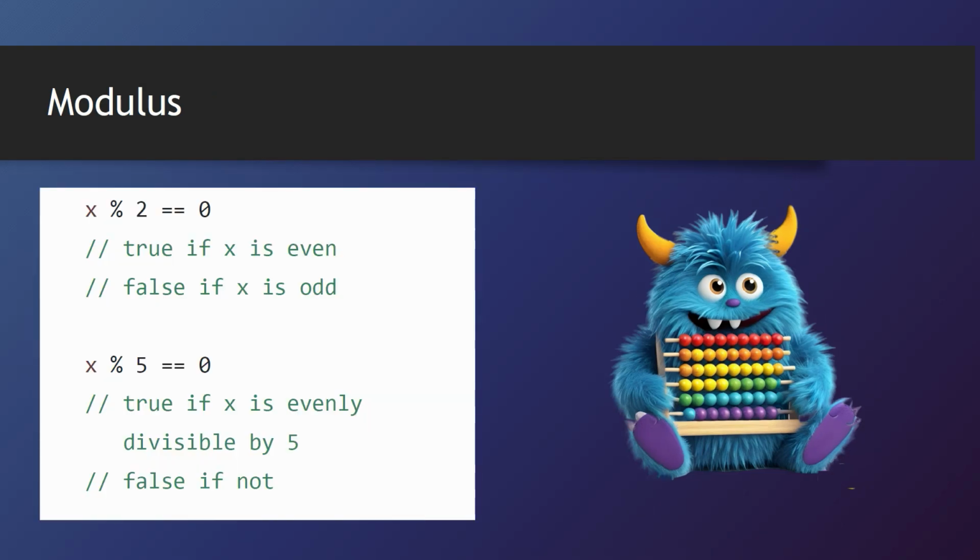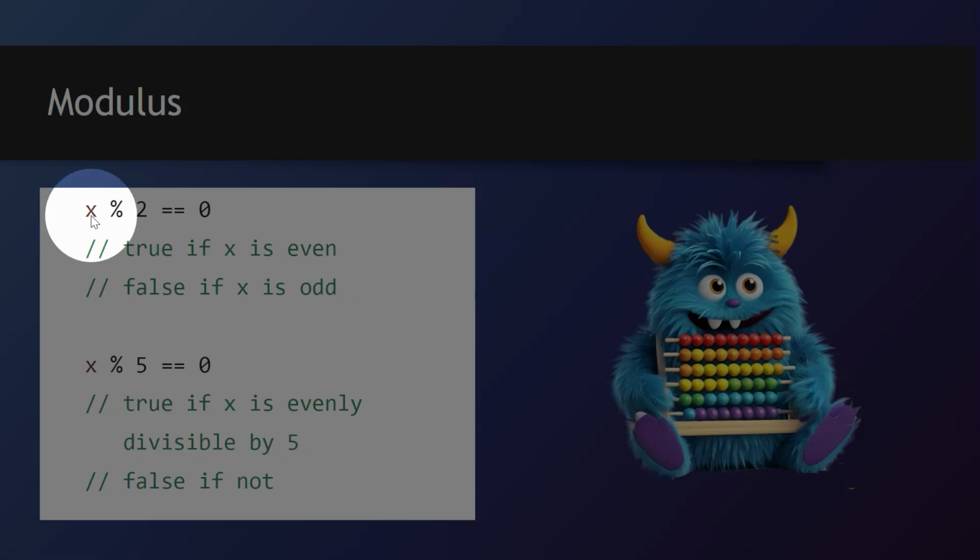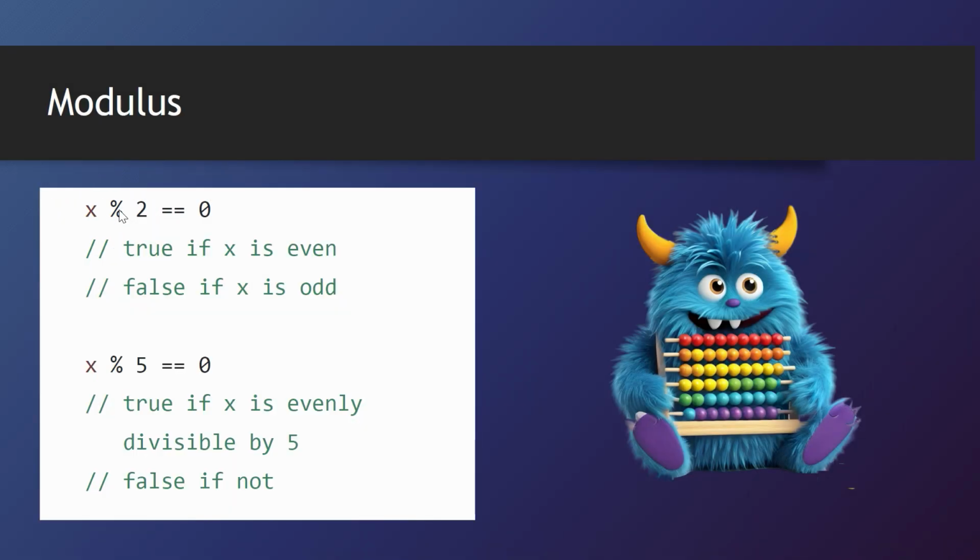Modulus is good for determining if a number is even or odd, or if it's divisible by any number. For example, we read this expression as x mod 2. If x mod 2 is 0, that means the number is even, because it can be divided by 2 with nothing left over.